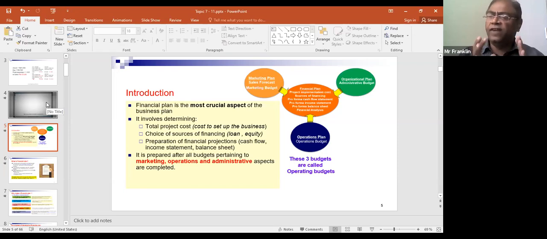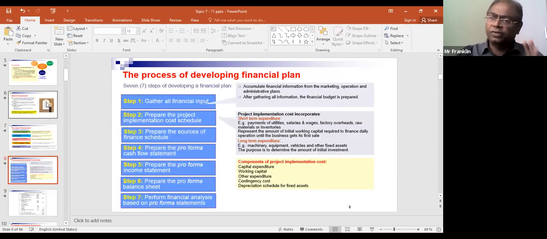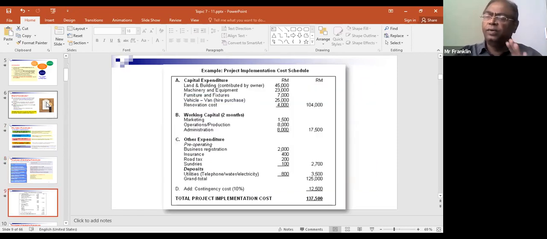Okay, so the financial plan consists of a process of developing the plan. First of all, gather all the input. Then first of all you prepare the project implementation schedule. The implementation schedule will tell you how much the cost of the product is. We looked at an example of a company, where in an implementation schedule you have the capital expenditure, working capital, and other expenditure.